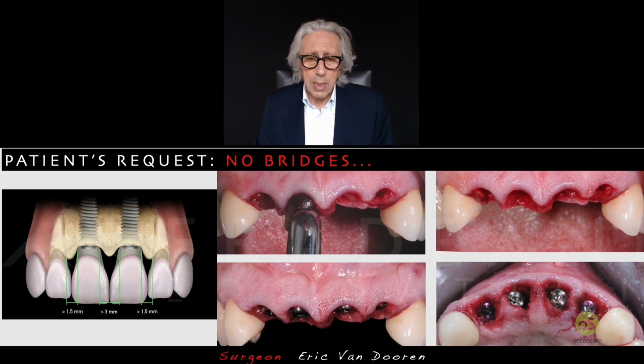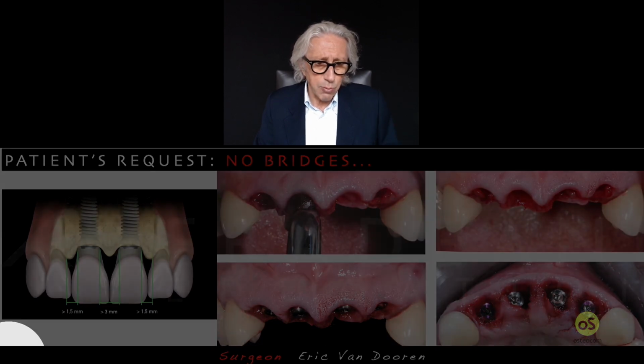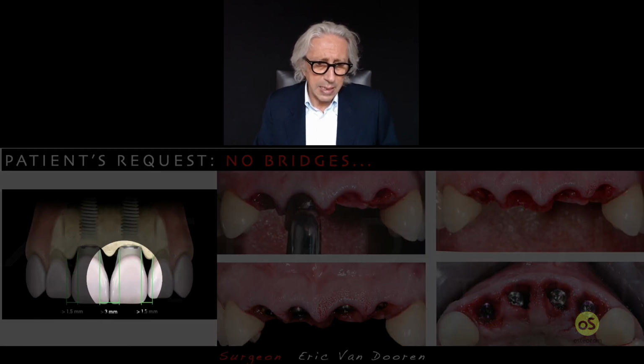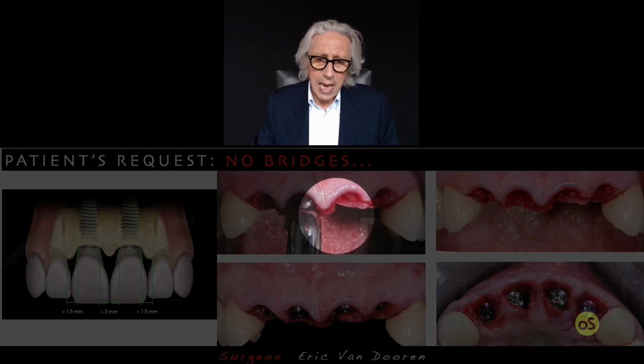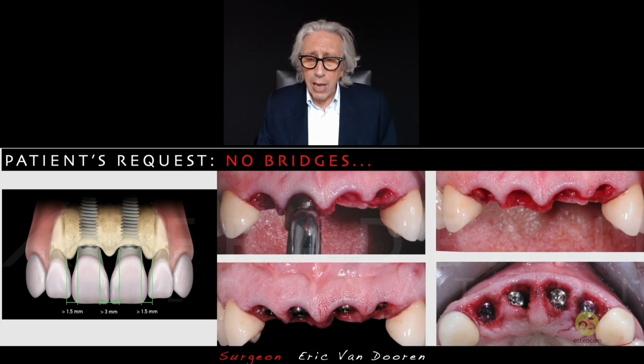But what happened is that even though we know that when you have implants close to each other, it is more complicated to have a nice papilla height, in this patient, she did not want any kind of bridges. That was a very precise request by our patient. She said to us, I don't want any kind of bridges. I need to have all single restorations. So it's a nightmare for us.